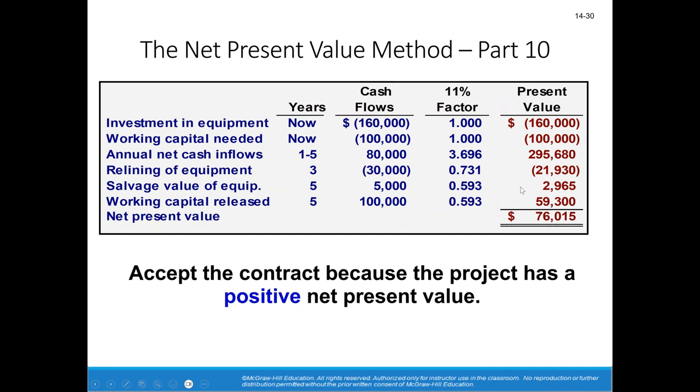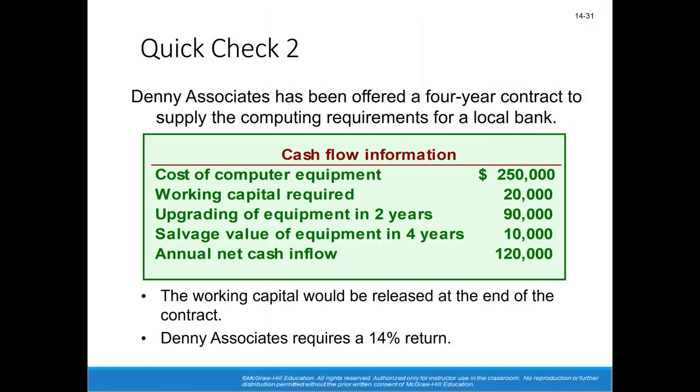And so the present value of one here is going to show you, I mean, this is one because we put it out in year one. This is the factor for an annuity. This is a factor for 3 years down the road. What $30,000 3 years down the road would be worth 21,930 today. So we have a positive net present value of $76,000. So we would take the project.